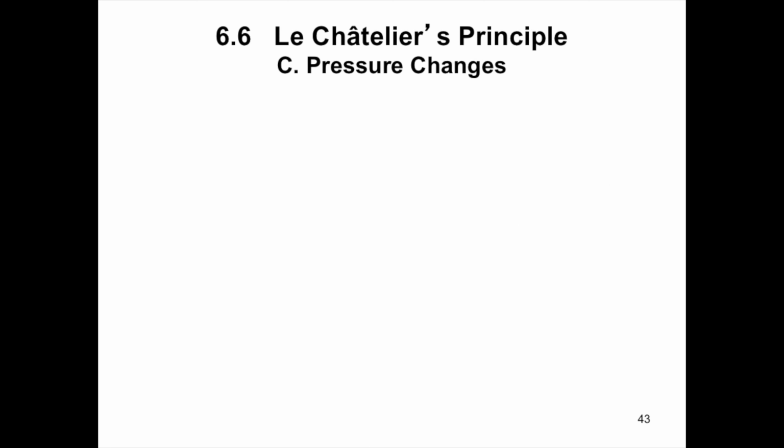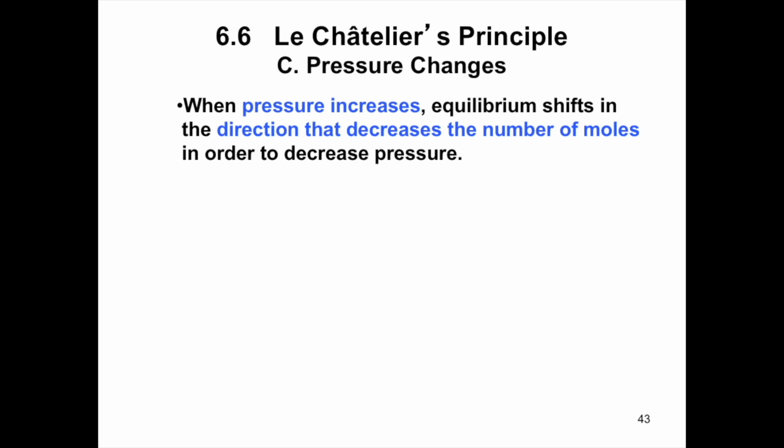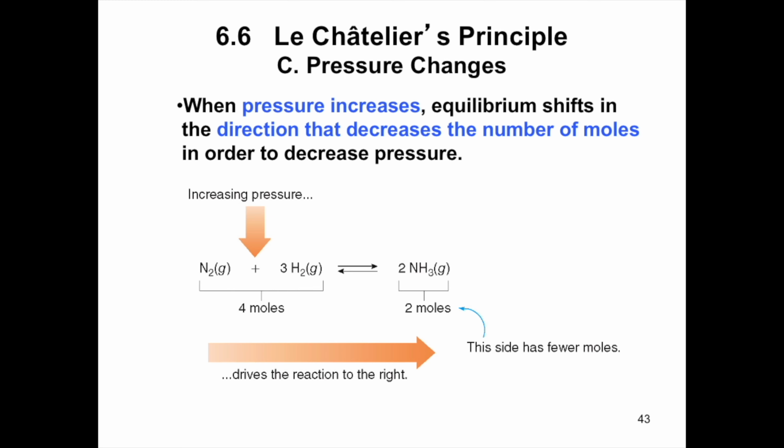In terms of the pressure changes, when pressure increases, equilibrium shifts in the direction that decreases the number of moles in order to decrease pressure. So when substances involved in a reaction are gases, and the number of moles of reactants and products differs, a change in pressure has an effect on equilibrium. So in an example here, in the reaction of nitrogen and hydrogen to form ammonia, there are 4 moles of reactants but only 2 moles of the product.